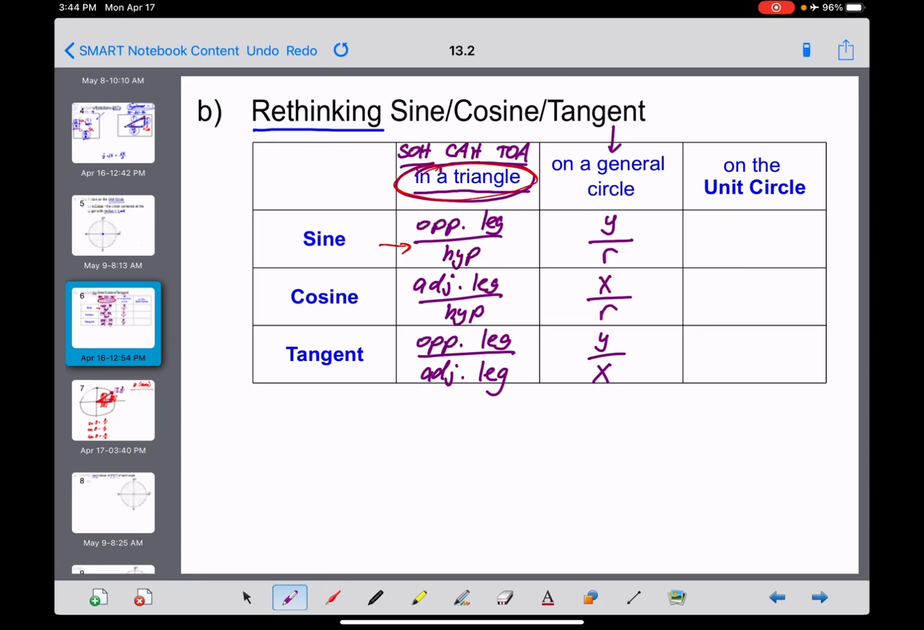So these are what we're going to call the x, y, r definitions, everybody, of your three trigonometric ratios. Sine is y over r, cosine is x over r, tangent is y over x. However, I'm going to go one step further with you guys and try to redefine these same ratios here on a unit circle.